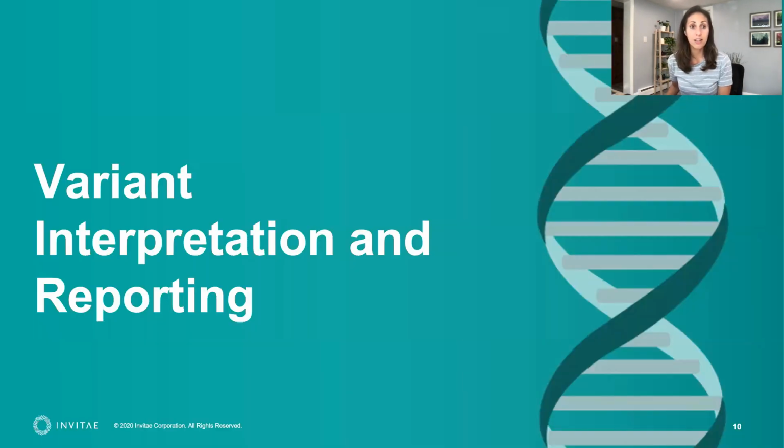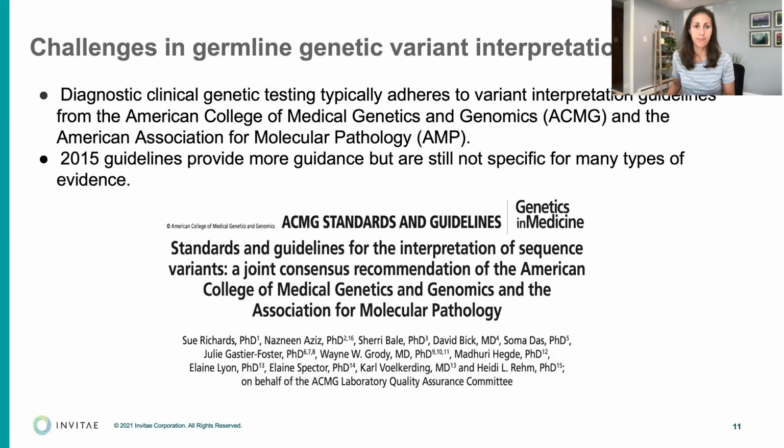So I want to spend a little bit of time on variant interpretation and reporting. I imagine most people here have received a genetic report. How are we interpreting a variant? How are we reporting it? And how come sometimes what we say changes? Like we say one thing one day and then a year later, we might be saying something different about that variant, and I'll try to explain how this happens.